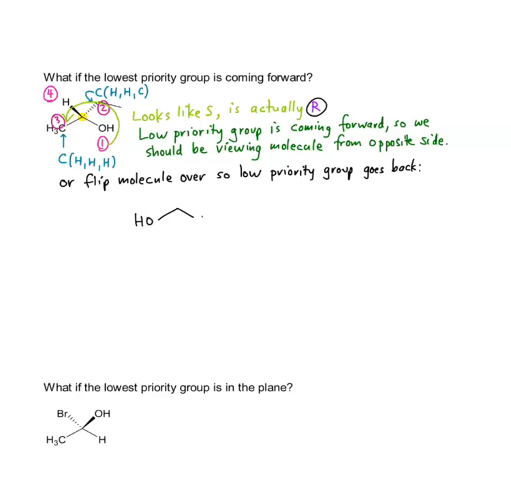So if we flip this over, that puts the hydrogen back. Now the ethyl group is coming forward, the OH is on the left, and the methyl group is on the right. The priorities have not changed. We're just looking at the molecule now from the correct perspective. So now it's easier to see that this has an R configuration.